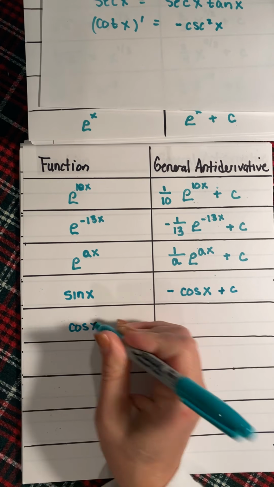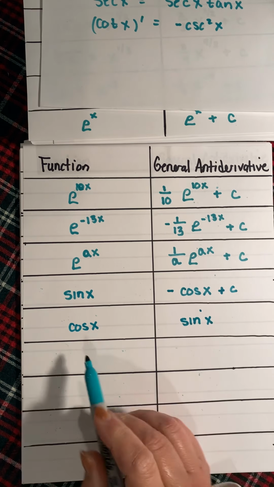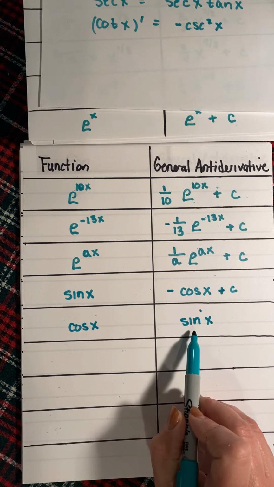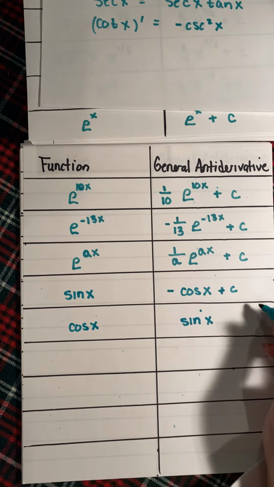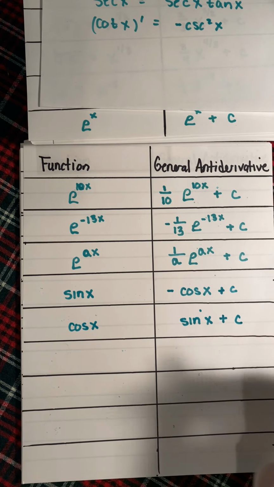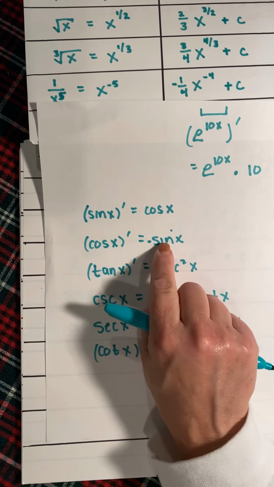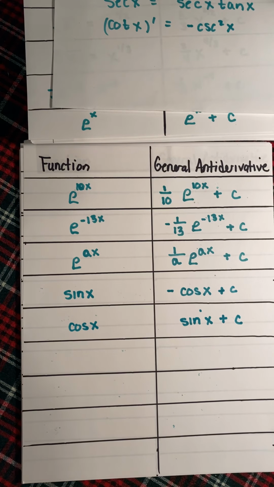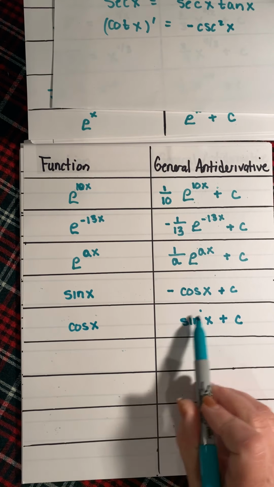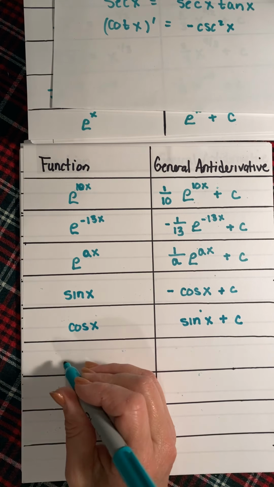What function has derivative plain old cosine? The sine. So the antiderivative of the cosine is the positive sine. You have to be careful here because the derivative of the cosine is the negative sine, but the antiderivative of the cosine is the positive sine, because the derivative of the positive sine is the positive cosine.